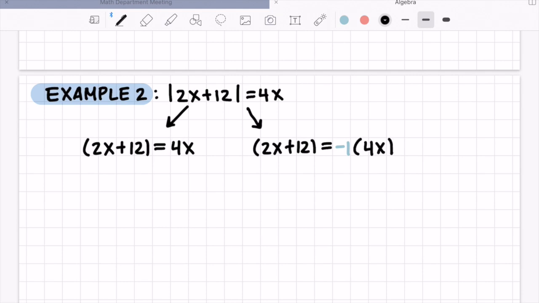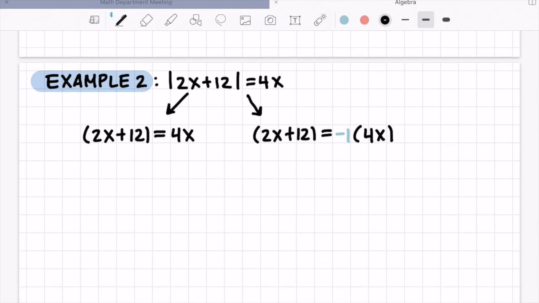And so the last step is to solve for x. So I'm going to start off with my left equation first. I see here that we have 2x plus 12 equals 4x. The only like terms that I do see are 2x and 4x, so I'm going to combine those together first.